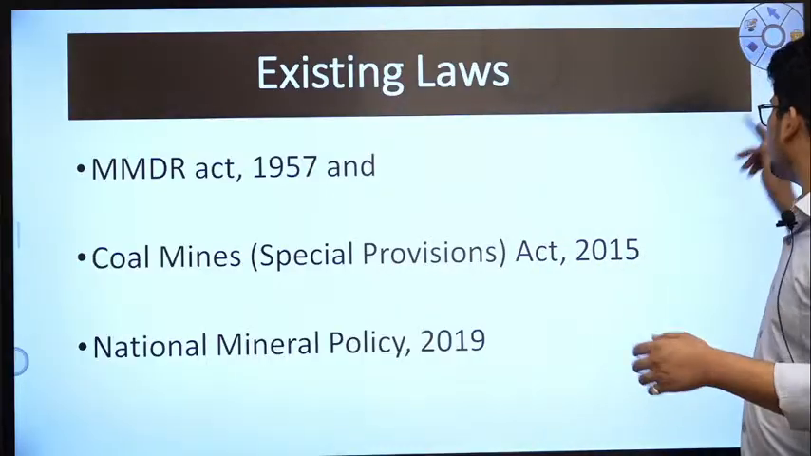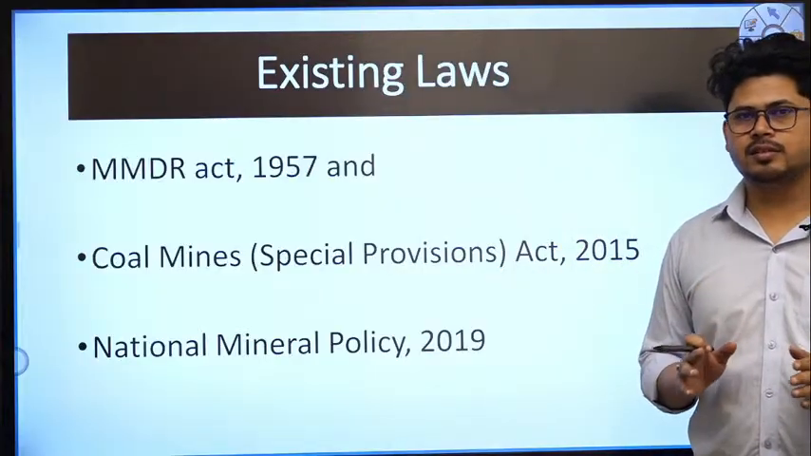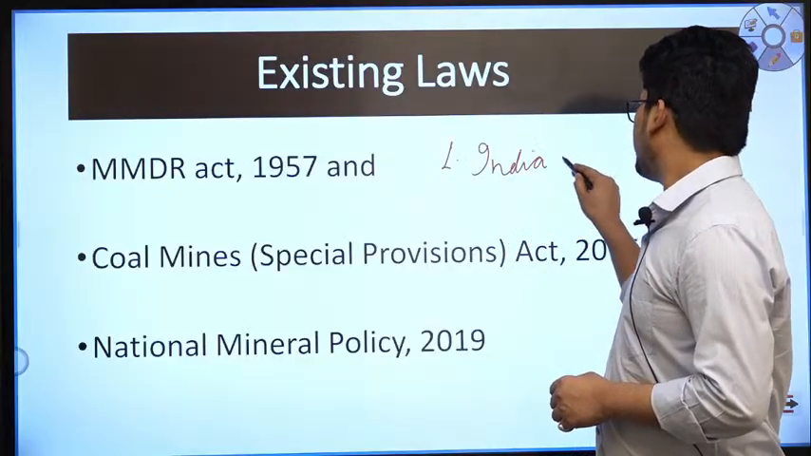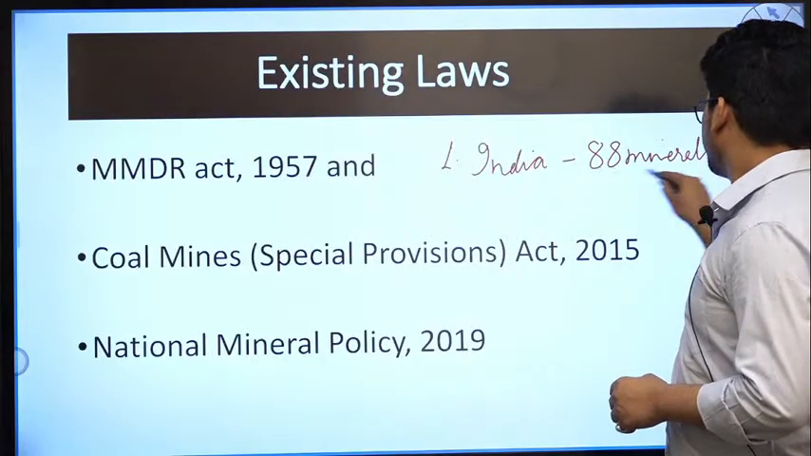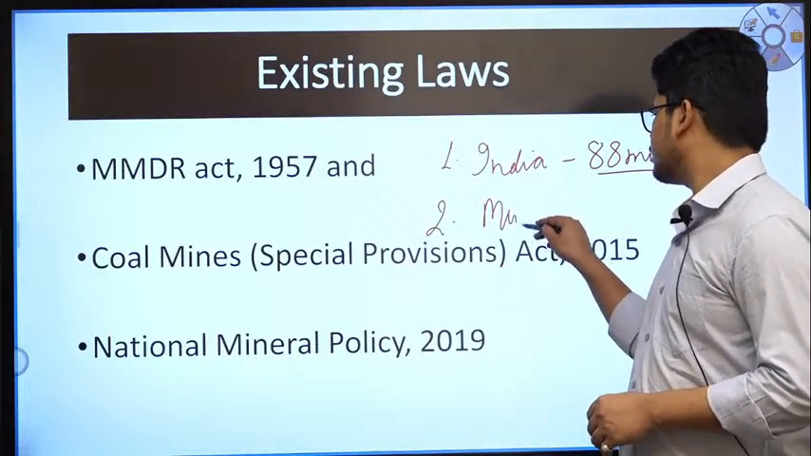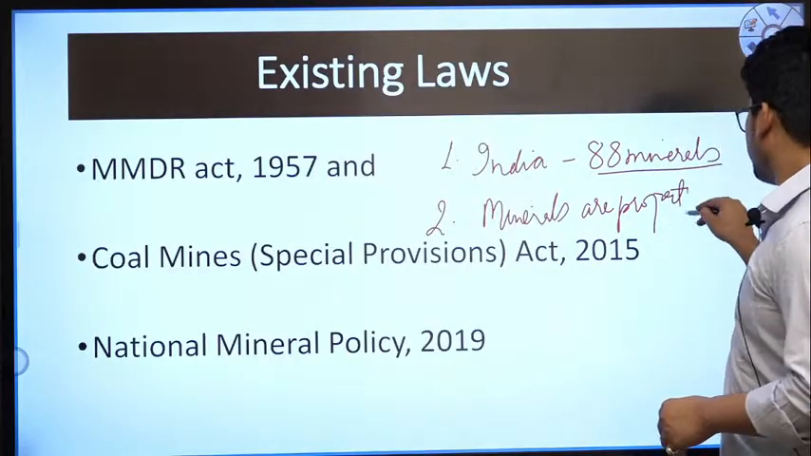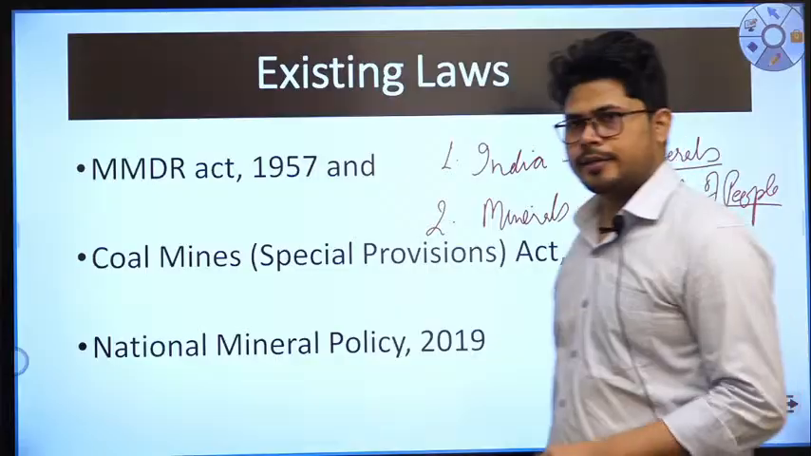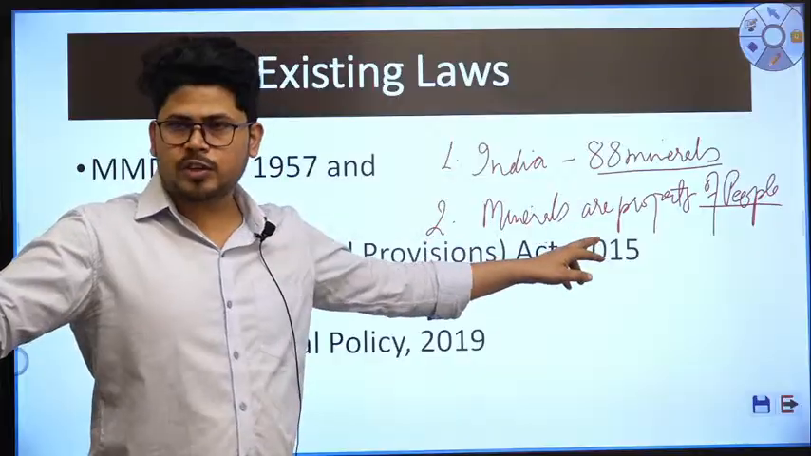Okay. The very important thing is, the first and the very important thing about mines and minerals is that India produces around 88 minerals. Fine. 88 minerals. The second one is minerals are what? Minerals are property of people. Property of people. Fine, because they belong to everyone. Okay. The second very important thing is minerals are property of people.